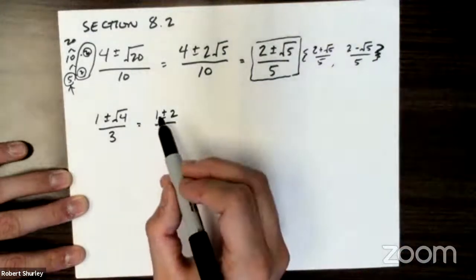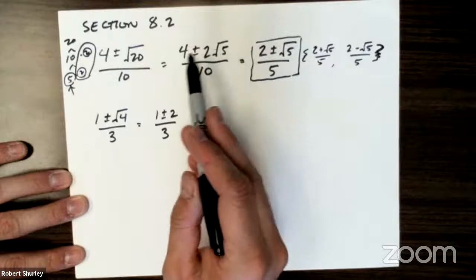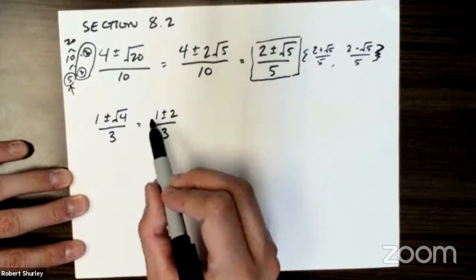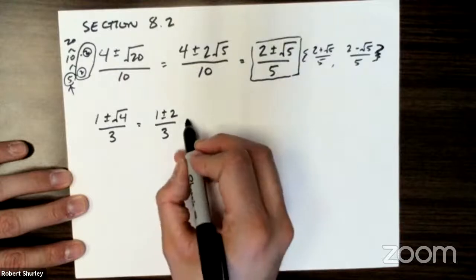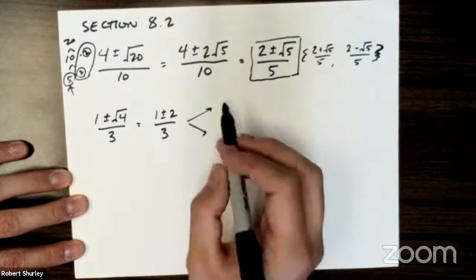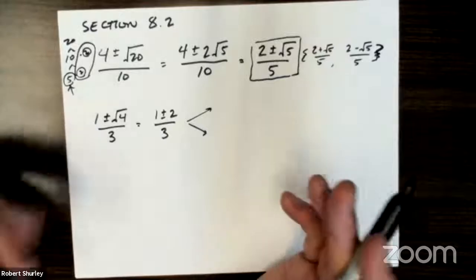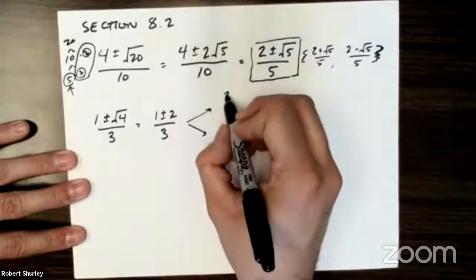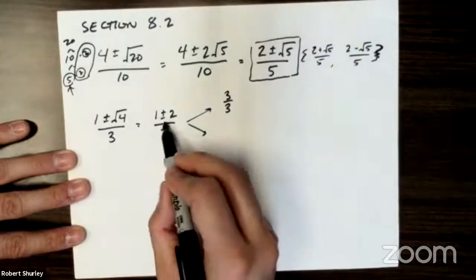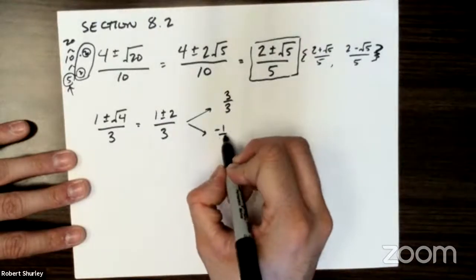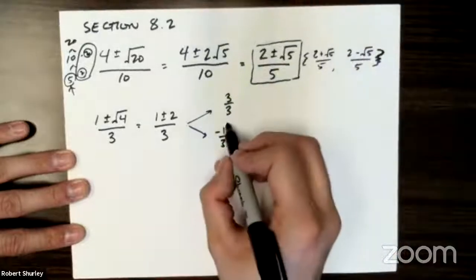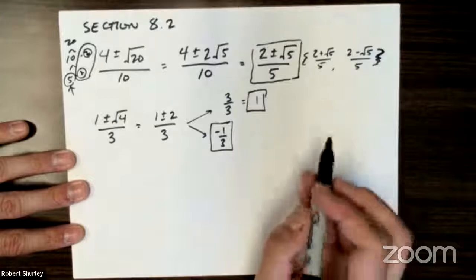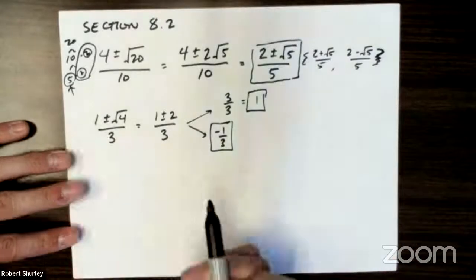over 3. Well, look, now we can't add or subtract radicals together, irrationals and rationals, right? But we can add and subtract integers. So this winds up being 2 different rational answers, actually. So we're going to do 1 plus 2, that's 3, over 3. And 1 minus 2, that's negative 1 over 3. Well, negative 1/3, we can't keep going, but 3 over 3 is just 1. So that's our two answers for this example, okay?